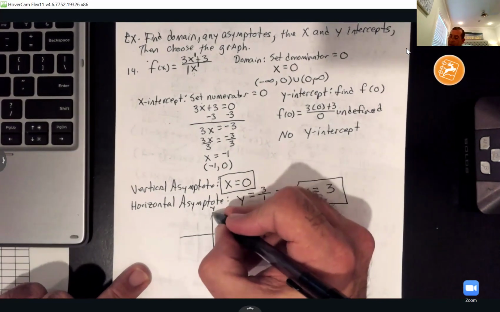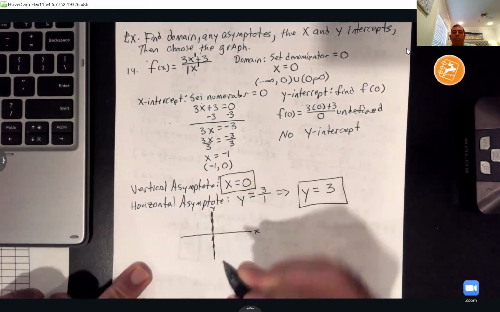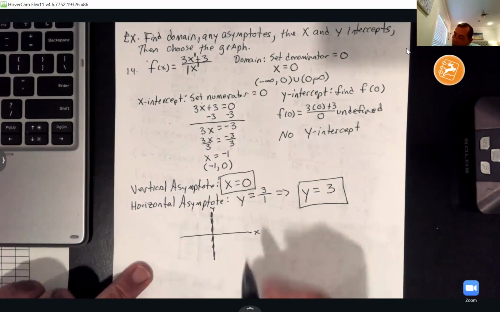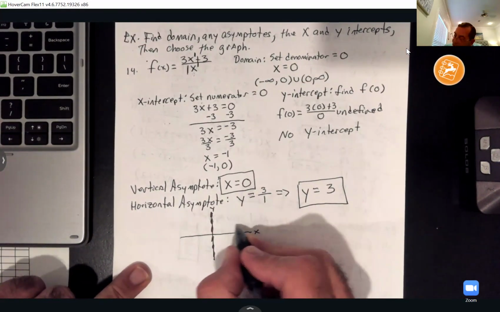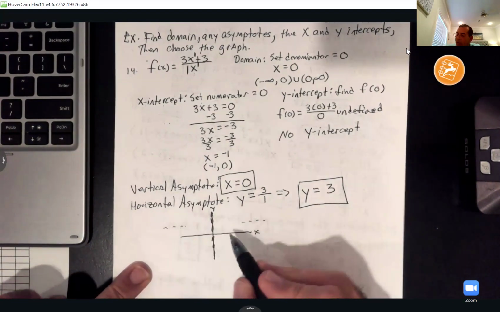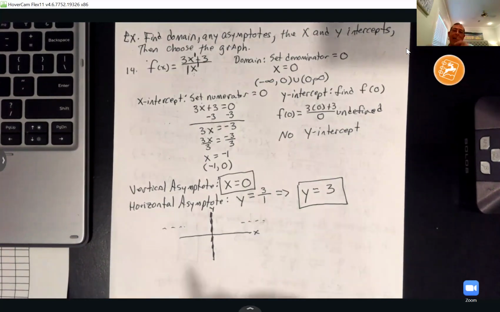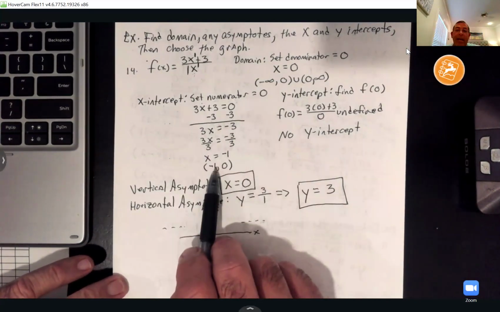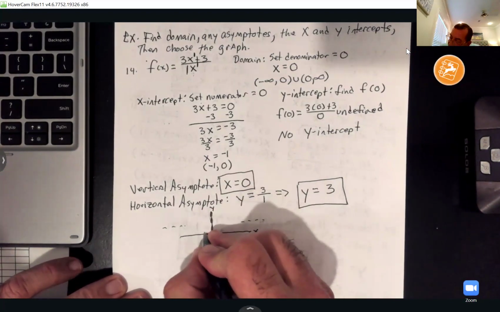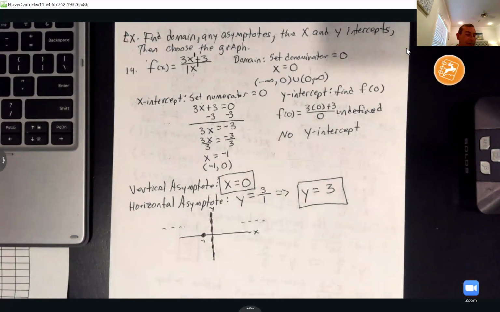That means on this graph, at x equals 0 right here is a dotted line going up. The graph will not cross that. Now I know up here at 3, eventually my graph is going to try to approach that horizontal line at 3 as we head out towards our infinities. I also know we had an x-intercept at -1, so over here at -1, my graph is crossing that point right there.